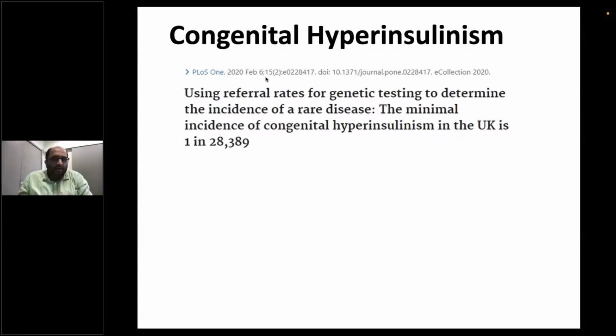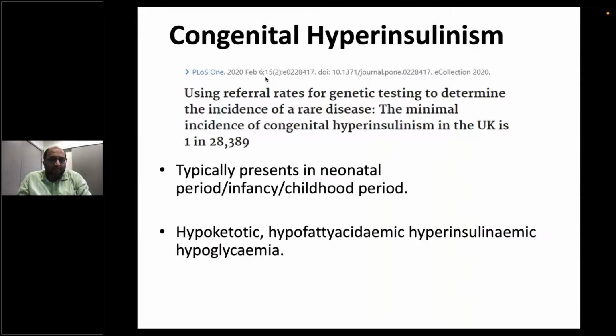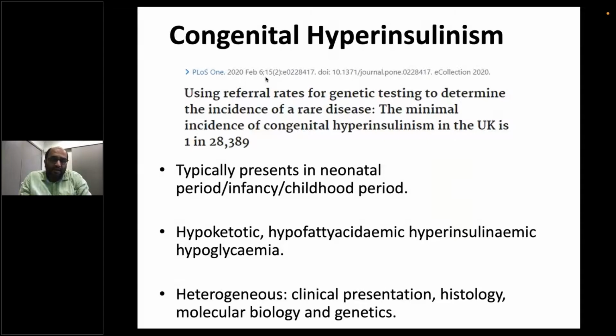So when we talk about referral rates and the incidence, in the UK the incidence is about 1 in 28,000, and it typically presents in the neonatal period or infancy as well as in childhood. So they can present in older children too. The typical biochemical hallmark is hypoketotic, hypofattyacidemic, hyperinsulinic hypoglycemia.